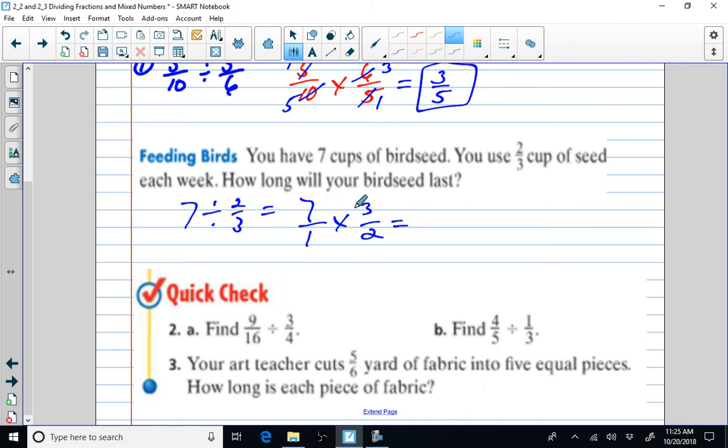So I multiply numerator times numerator. 7 times 3 is 21. Denominator times denominator. 1 times 2 is 2. If I want to write that as a mixed number, I would divide. 2 goes into 21 10 times with 1 left over. So I wind up with 10 and a half.